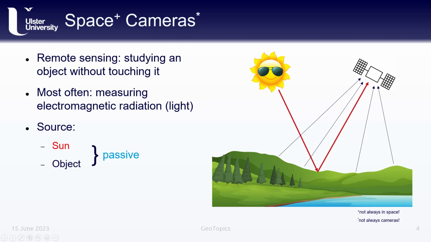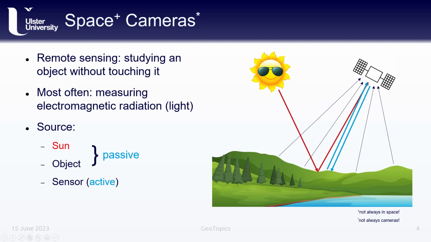This is called passive remote sensing because we're using a source of radiation that is not actually the sensor that we are using to measure the radiation. But we can also use the sensor itself. So we have sensors that send out electromagnetic radiation, and they measure what is reflected back, and that's known as active remote sensing.